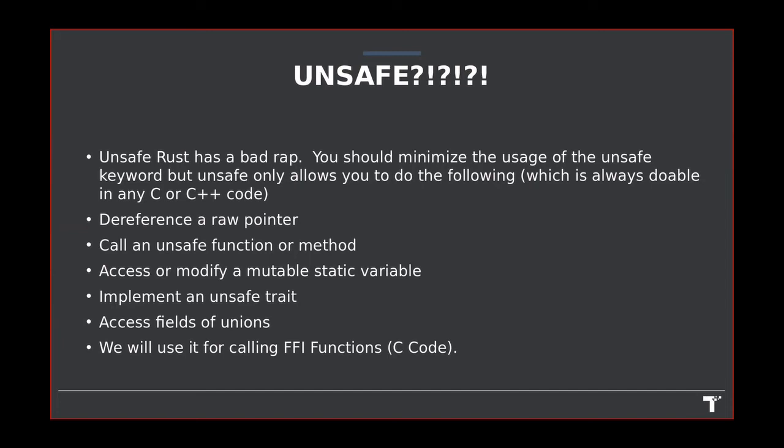Access or modify a mutable static variable. That is bad because it's basically global state at that point, and global state's always a bad thing in Rust. You really don't want that unless you're using something like atomics. It allows you to implement an unsafe trait. An unsafe trait could be an interface from C++, for example. And access fields of unions. Rust does have a union type, but since it's an untagged union, it's not safe due to how untagged unions work. We'll be using the unsafe keyword only in my demo for calling FFI functions.